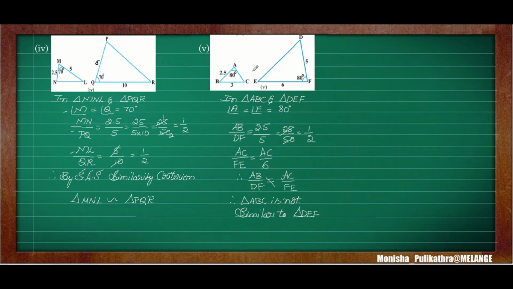So only that thing we need to keep in mind. Randomly we can't take sides. Whether it is going from a particular point or particular angle, we need to notice it and then take the ratios of it. Okay, I hope you understood.